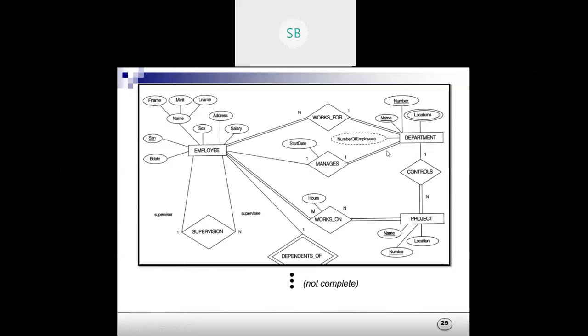Similarly, manages, employee and department. You can see only one employee will be the manager, and one employee will be managing one department. One department can control n number of projects. Now go for the reverse one: n number of projects, many projects, are handled by a single department, right? Any confusion in the cardinality part?